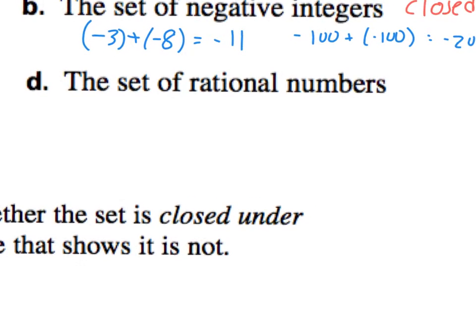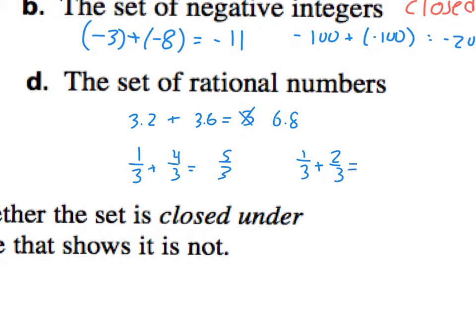The set of rational numbers. So take, for example, 3.2 plus 3.6. And notice here that I get 6.8. So rational plus rational gives me a rational. 1/3 plus 4/3 gives me 5/3. Now notice I could do this. 1/3 plus 2/3 gives me 1.